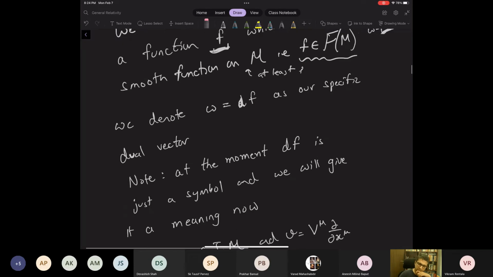At the moment, df is just a symbol. You shouldn't think of this as the differential of f. It's just df, some dual vector associated with f. Later we'll see that indeed, once you put a metric on the space, then it does get associated with the differential of f. But at the moment, there is no such meaning to associate with this.